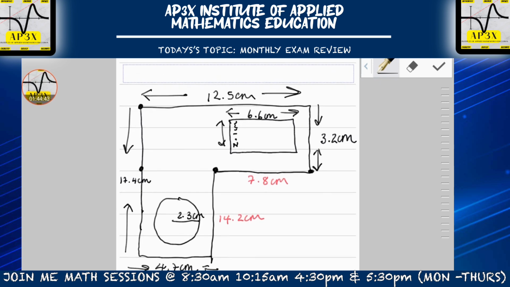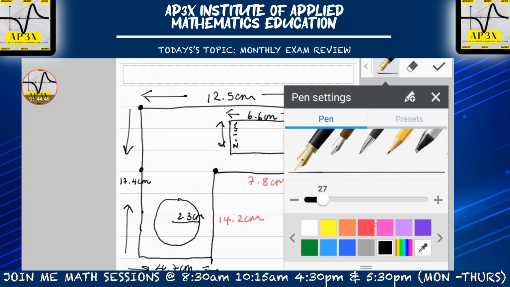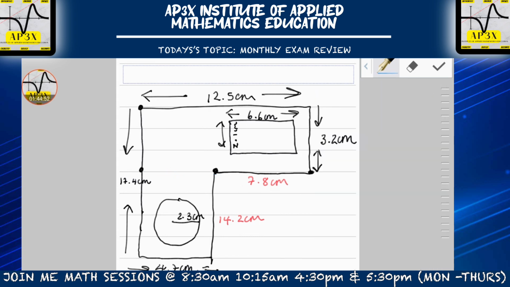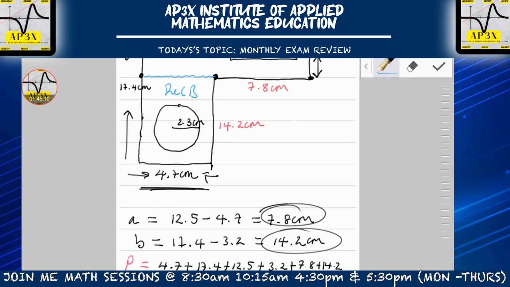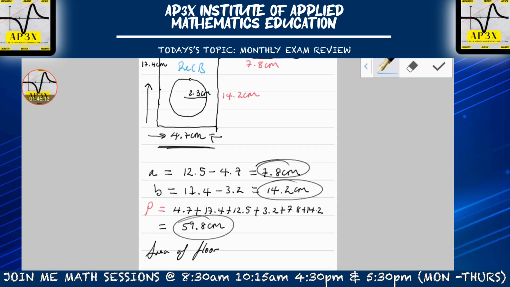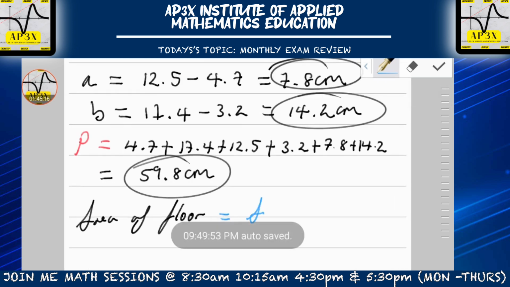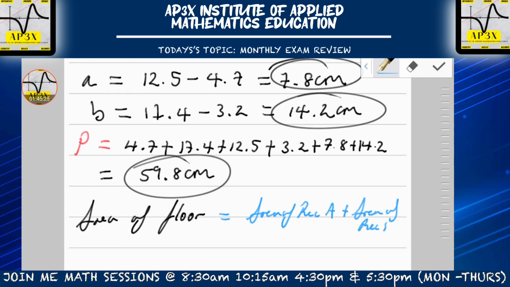To do that, we will have to cut this composite shape into parts. If I draw a line from here to here, we end up with two separate rectangles. I'm going to call this one rect A, and this one down here rect B. I'm going to find the area of rect A and the area of rect B, and add them together. So the area of the floor is equal to the area of rect A plus the area of rect B.